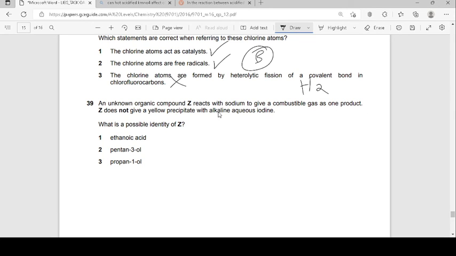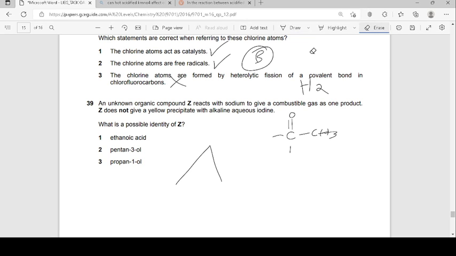So Z does not give a yellow precipitate with the alkaline aqueous iodine, which means it doesn't have the group COCH3, right? So this group is the one that gives a positive test with alkaline aqueous iodine, because that will give you whatever it is. I have to revise this reaction actually. I don't remember the name of the thing. It's called chloroform or something. No, not chloroform. Iodoform, right? That's what I meant. Yeah, iodoform.